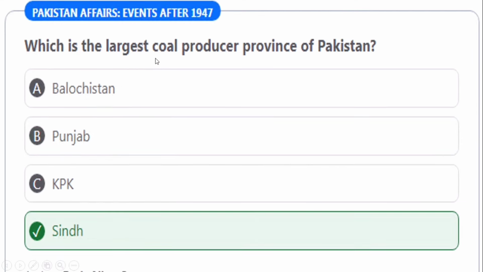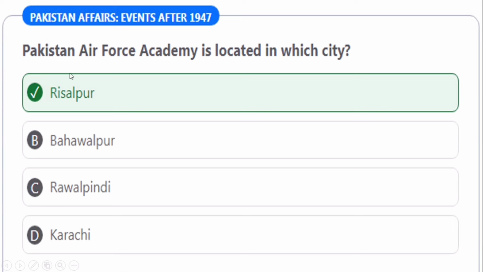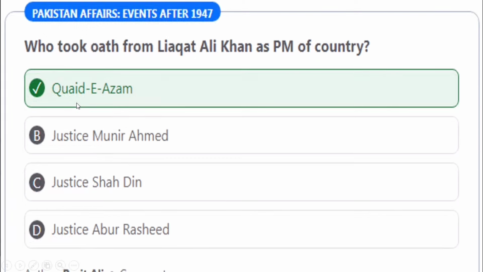18 September 1947. Which is the largest coal producer province of Pakistan? Right option A, D number, Sindh. Pakistan Air Force Academy is located in which city? Right option A number Risalpur. Who took oath from Liaquat Ali Khan as a Prime Minister of Pakistan? Right option A number Qaid-e-Azam Muhammad Ali Jinnah.